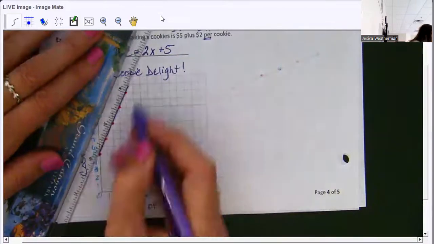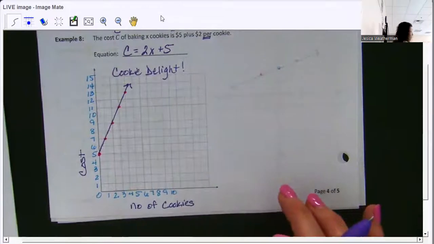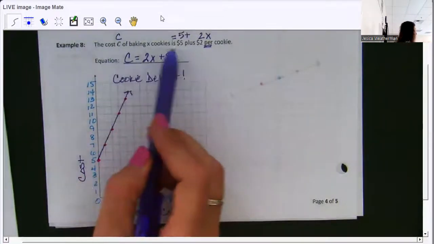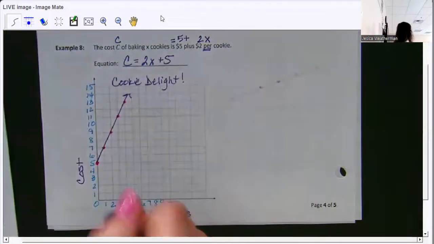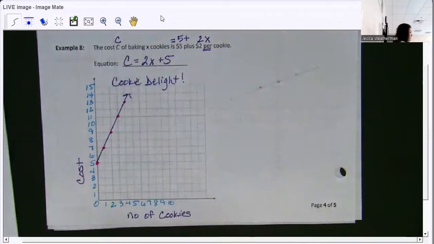Now, if someone were given this graph, they should be able to read it and understand what the problem is. If they weren't given the words, but they were given the graph, they should be able to come up with these words on their own, because a graph is used to visualize data easily.